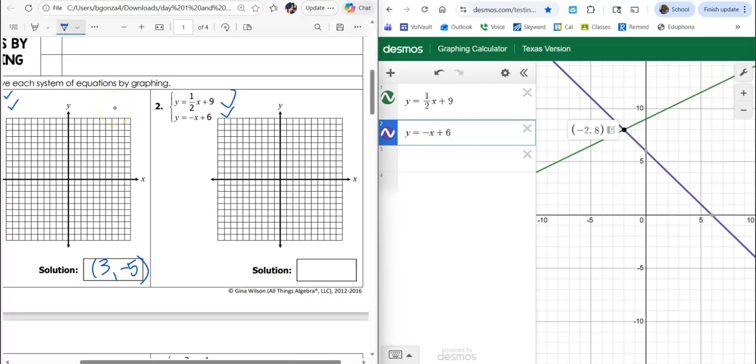Okay. It's too easy, Mr. G. Give us something a little bit more difficult, please. Okay. Well, that's about it for our notes.